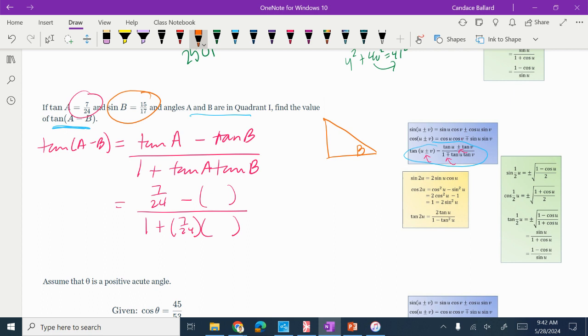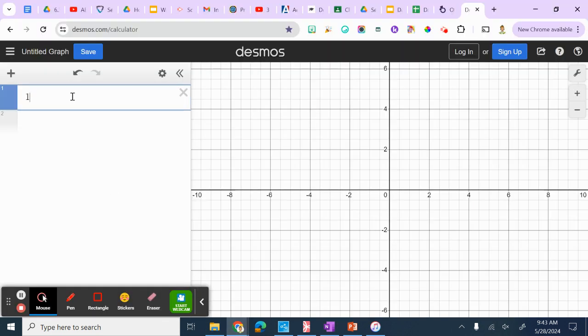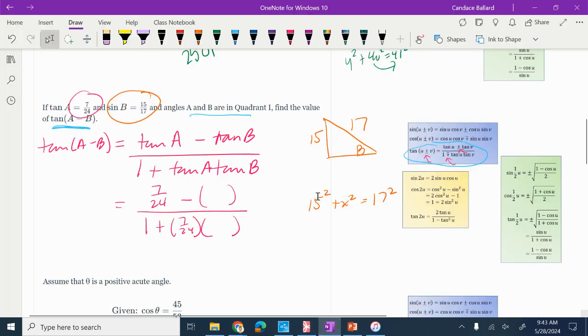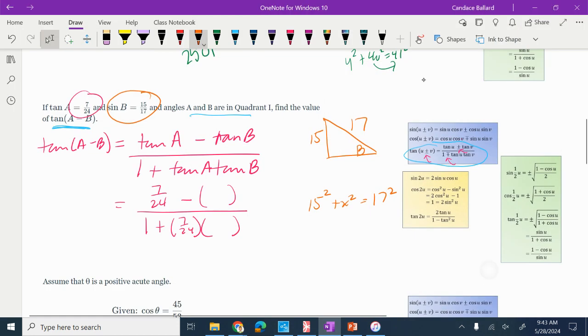So for B, my opposite is 15 for sine, and my hypotenuse is 17. I'm going to use the Pythagorean theorem. So 15 squared plus x squared equals 17 squared. I'm going to go ahead and put that into Desmos. So I'm going to say 17 squared minus 15 squared, right? Because if I go back here, I'm going to subtract that 15 squared from the other side. That equals 64, and then I know the square root of 64 is 8, so I don't have to look that one up. So I know that this other side is 8.